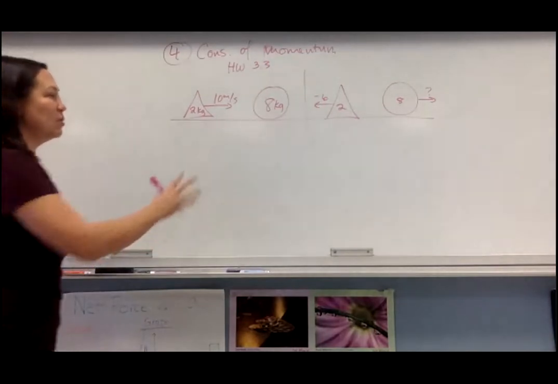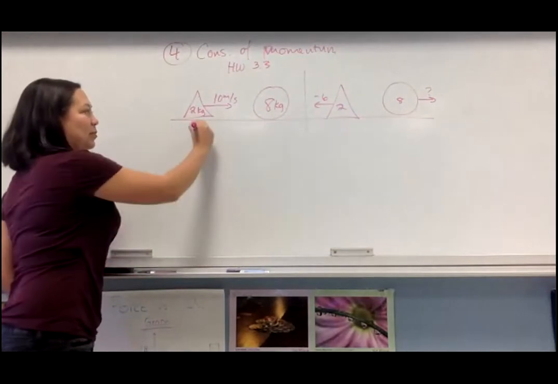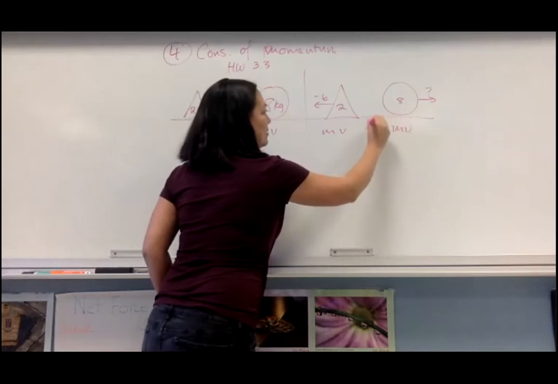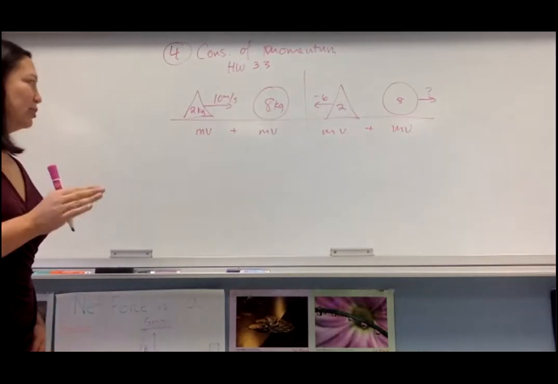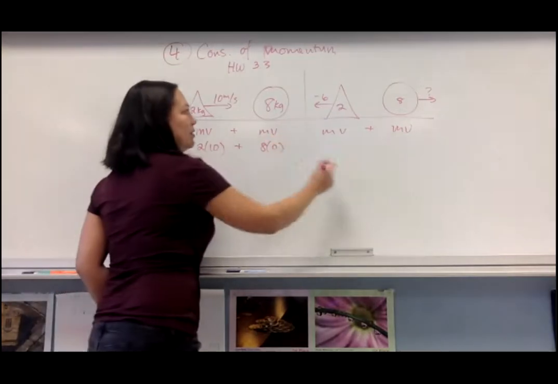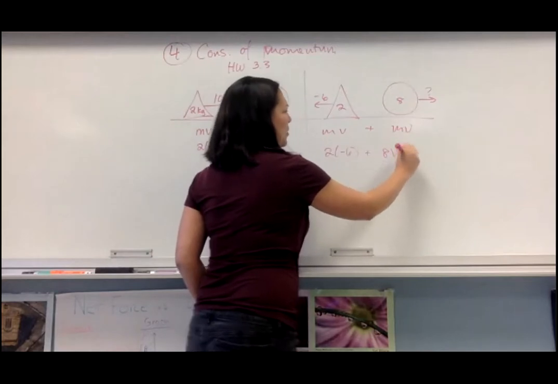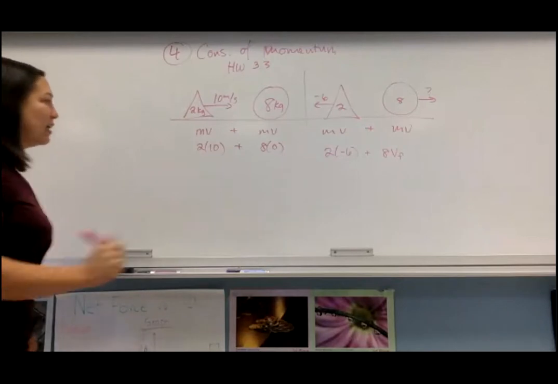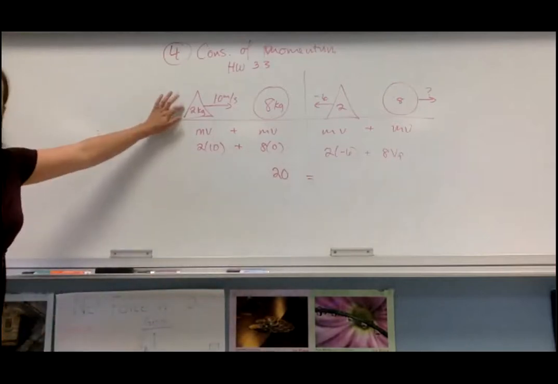Conservation of momentum means the momentum on the left has to equal the total momentum on the right. So I'm going to start by drawing my picture, then calculate mass and velocity, then calculate momentum for each object. So this would be 2 times 10 plus 8 times 0. This is 2 times -6 plus 8 times, I don't know. That means I have 20 newton seconds of momentum to start. That's how much momentum my triangle has.